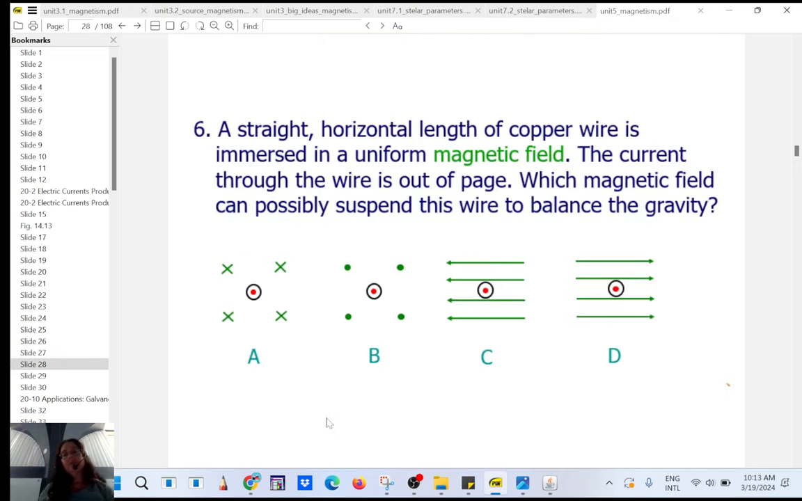So what about here? What about situation A? What does the dot mean? The dot means the current is going towards you. What does the cross mean? The magnetic field is going away from you. So the current is going this way, the magnetic field is going that way, they are anti-parallel. Can you have a force? No, there is no magnetic force.